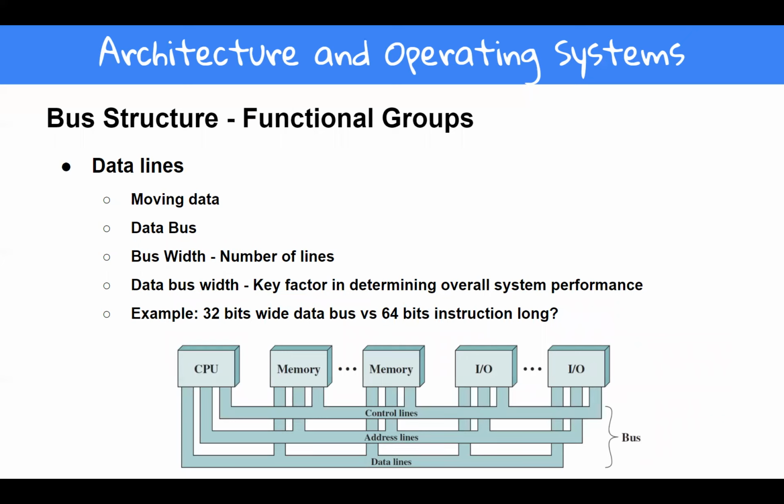So there could be a potential risk of overlap between the signals and so many other things. Because of that, the performance of the machine will go down. So whenever you have a higher number of lines, you have a better and more efficient machine. So data bus width is a key factor in determining overall system performance.